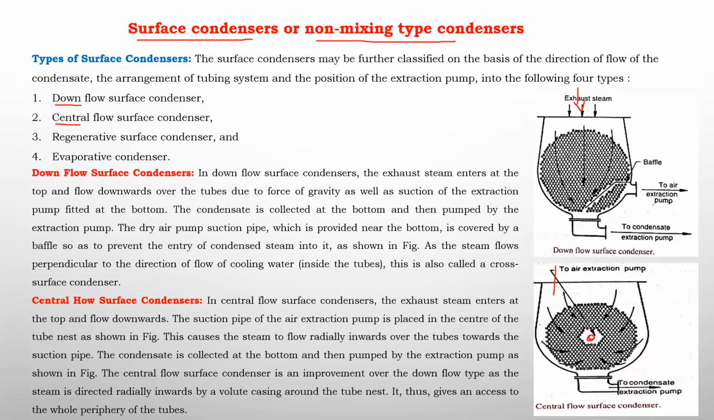Because the draft is created here, a vacuum will be created at the center. Whatever steam enters inside this chamber will all be diverted towards the center. That's why we call it a central flow surface condenser.